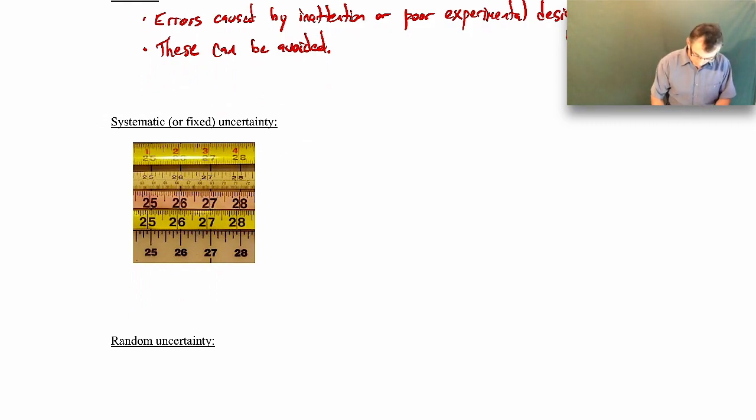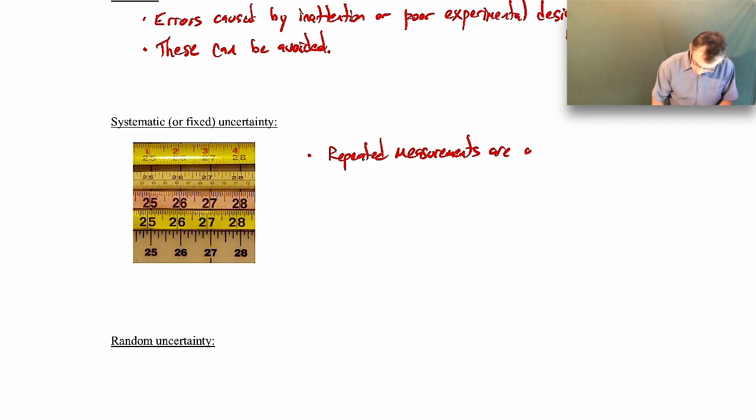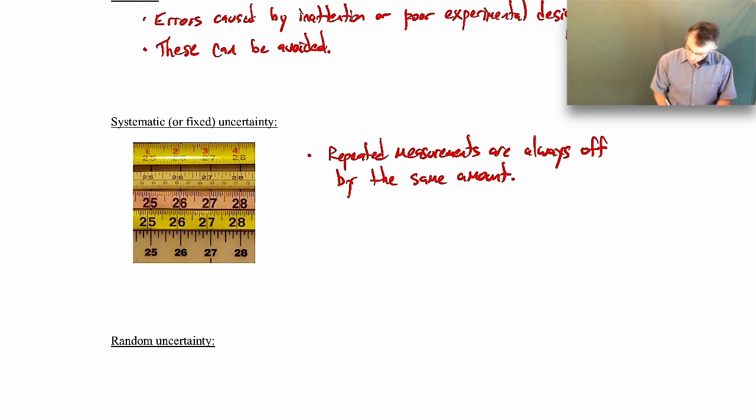Okay, so let's write down some notes here. Systematic errors, these are where your repeated measurements are always off by the same amount. Again, kind of like the blunt ruler, and these can be fixed via calibration.